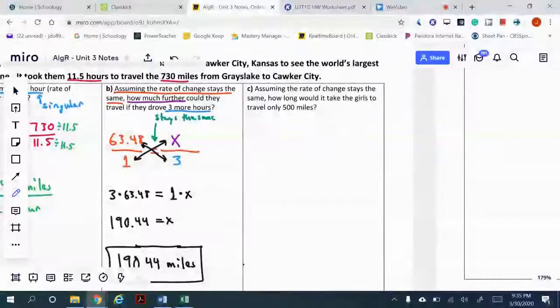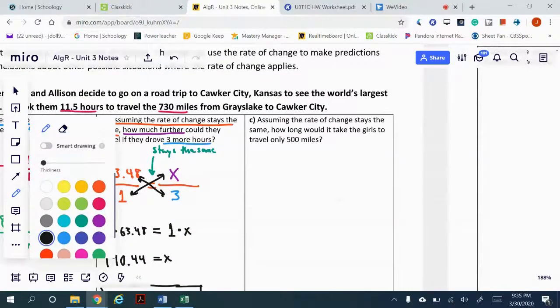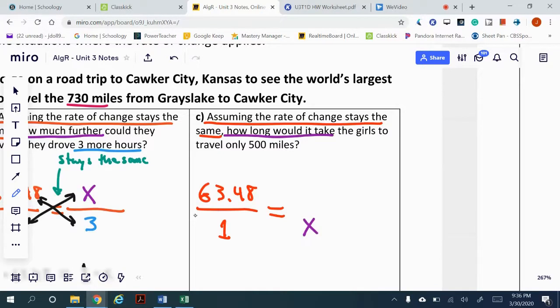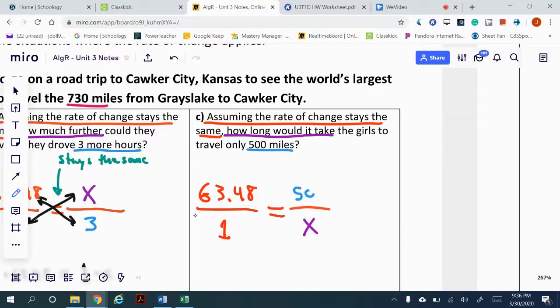All right, let's look at one more together in this example. Assuming the rate of change stays the same, how long would it take the girls to travel only 500 miles? So again, stays the same. So we're going to have that 63.48 miles for 1 hour stays the same equals, but now they're changing things up on us a little bit. Notice now they're asking how long would it take? So now they're setting the variable as time instead of distance. So the x has to go in the denominator, and we're given our numerator here is 500.